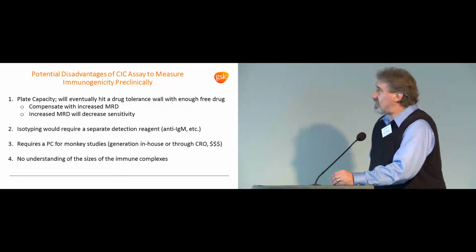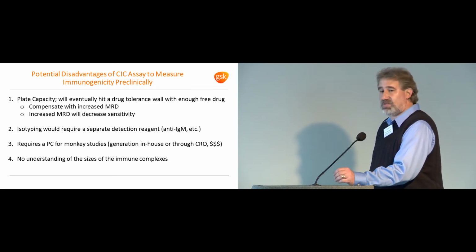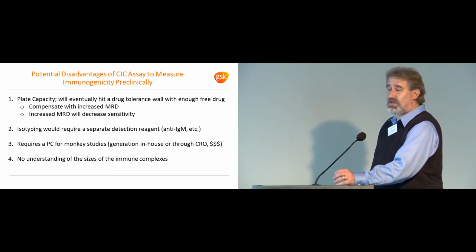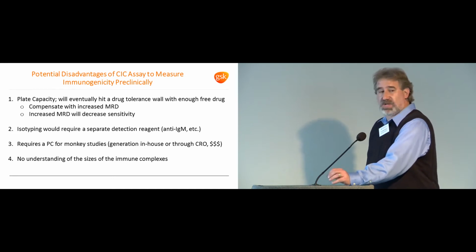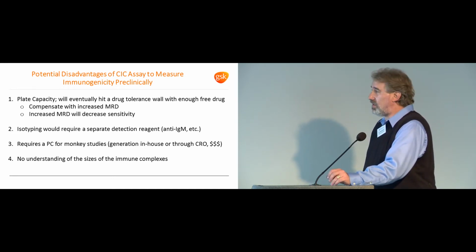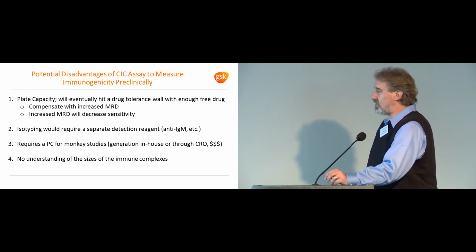Some of the limits of the assay: plate capacity. You'll definitely hit a drug tolerance wall with enough free drug. One way to compensate would be to increase your MRD. We're currently at 1 to 100. You could go higher than that if you know there's going to be enough drug on board. You're going to lose sensitivity, but chances are when you've got a signal that high, you're going to pick up ADA regardless. If there's a ton of drug on board, you're probably not going to see signs of ADA, but really we just want to pick up the immune complex signal.